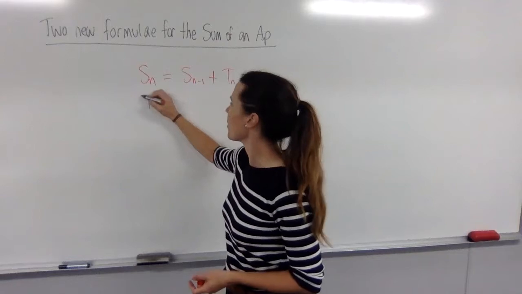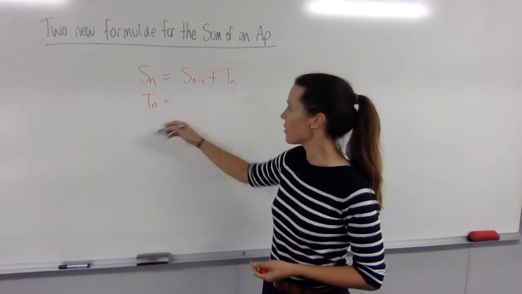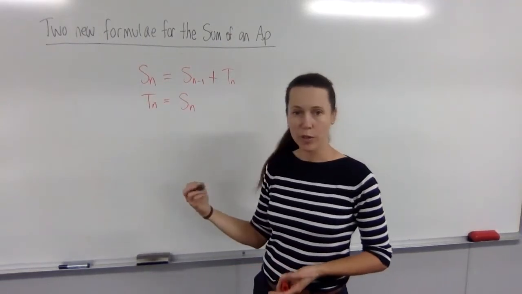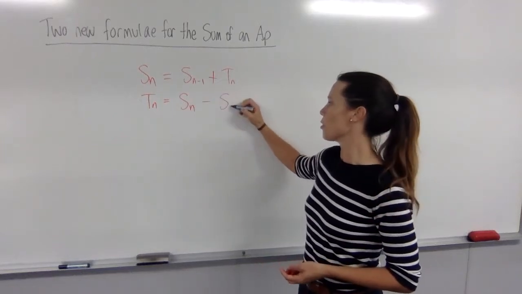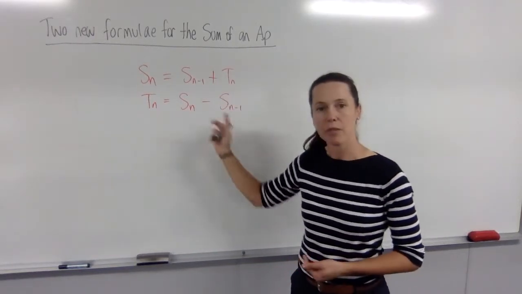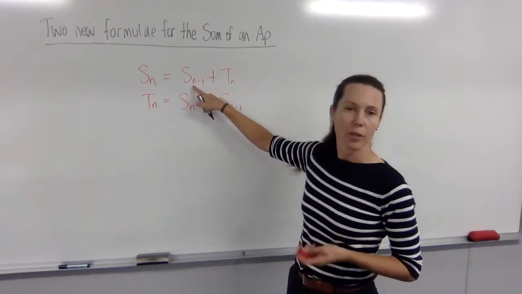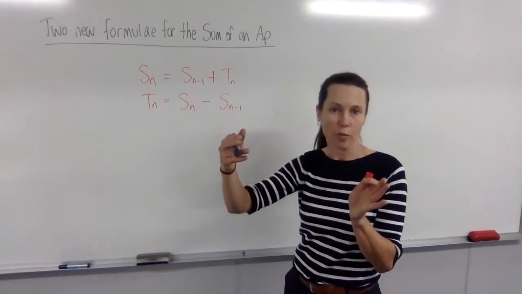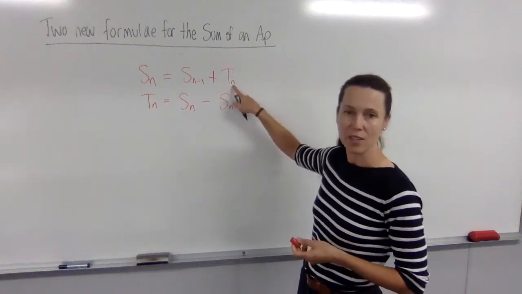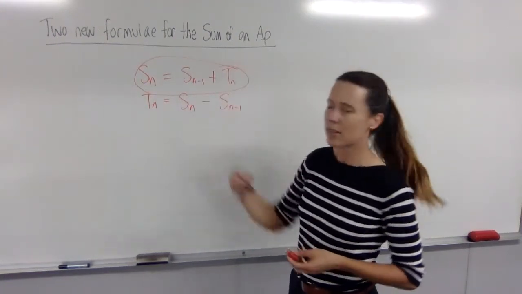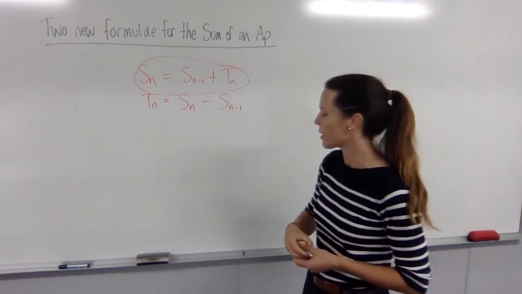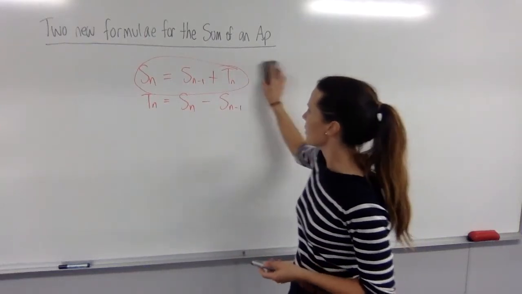We've also said that we can rearrange the formula to say the last term must be the sum of all the terms minus the sum of almost all the terms. And we've used that to solve some problems too. But what if you don't know the sum of almost all the terms, or you don't know what the last term is? This formula is not really all that helpful in that case. So we need something that's a little bit better.